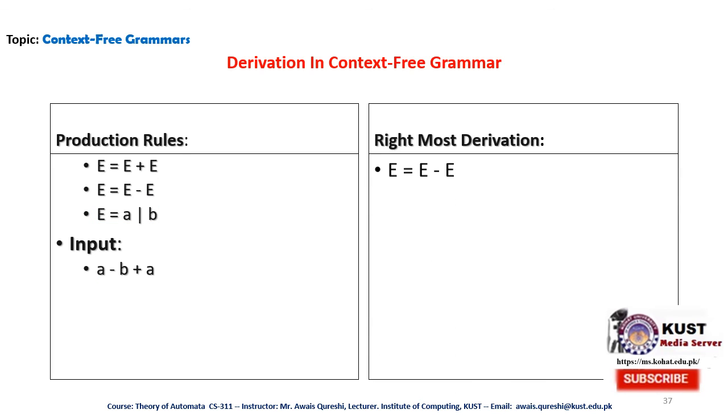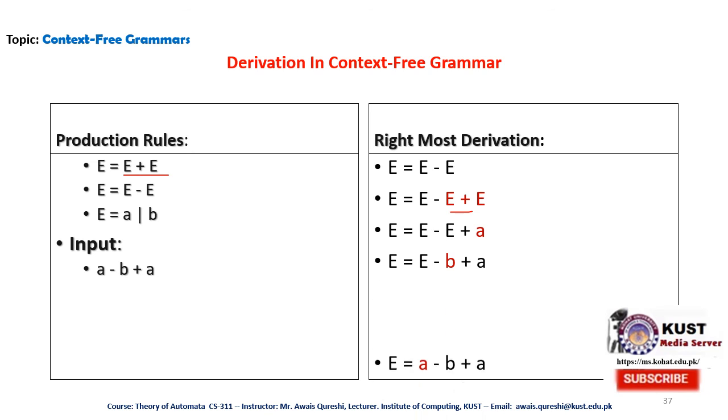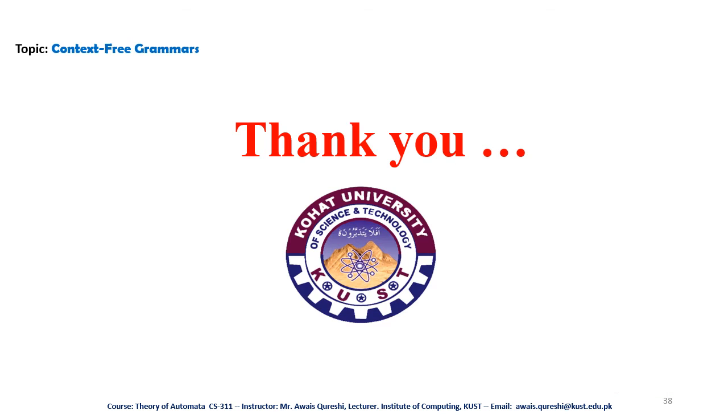Now let's talk about the rightmost derivation. We started from the right and replaced E with E plus E. We have used the first rule over here, and then in a similar fashion we have replaced E with A, E with B, and then E with A, and so on.